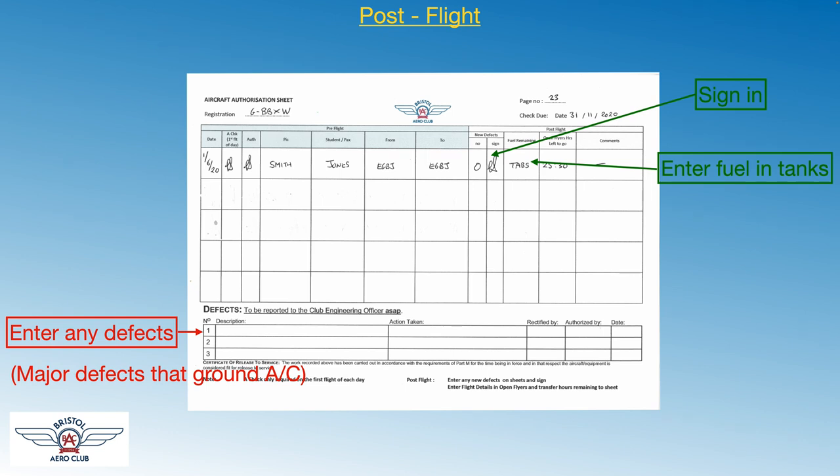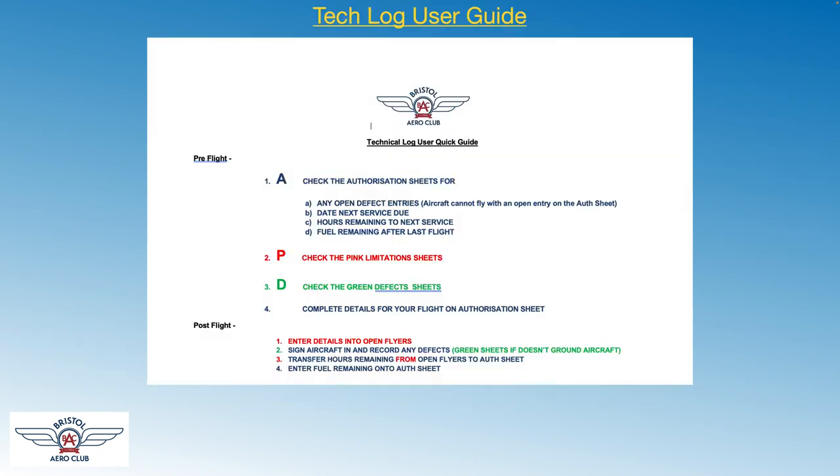Enter how much fuel's remaining in the aircraft. That's a requirement that we do need to have that recorded. And then enter the hours from Open Flyers. And yeah, this is a sheet that's in the quick tech log user guide, which basically goes through that, and that's in the front of all the tech logs.